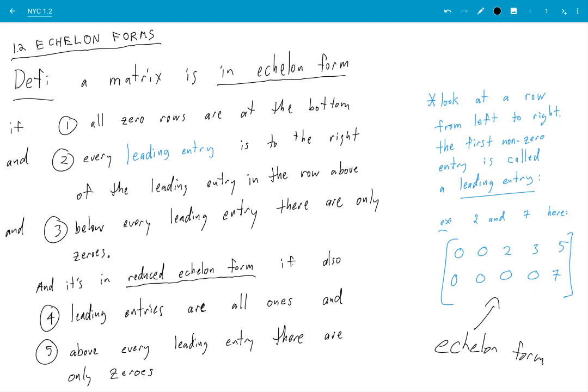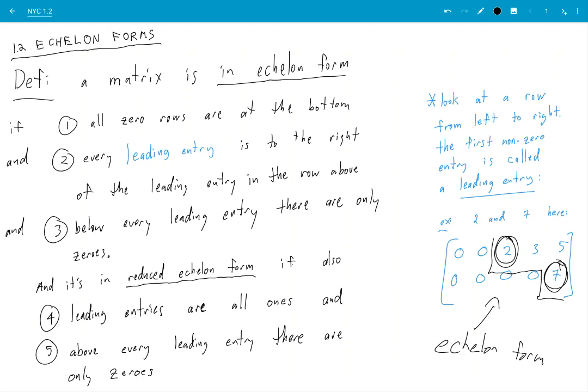So we have leading entries, the 2 and the 7. Now, starting with 7, you can see that it is to the right. So it has to be strictly to the right. So the 7 is strictly to the right of the 2. Okay, so what you get is what we sometimes say is a staircase format. So the 2 can't be directly above the 7.